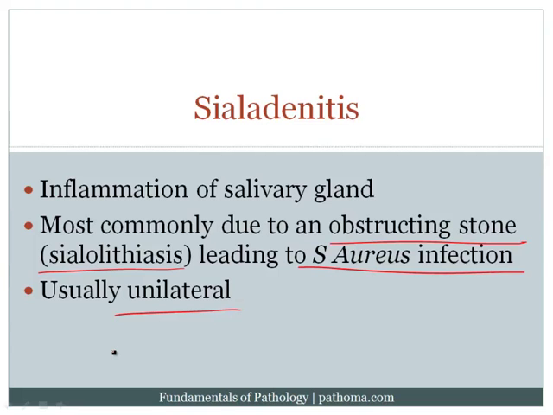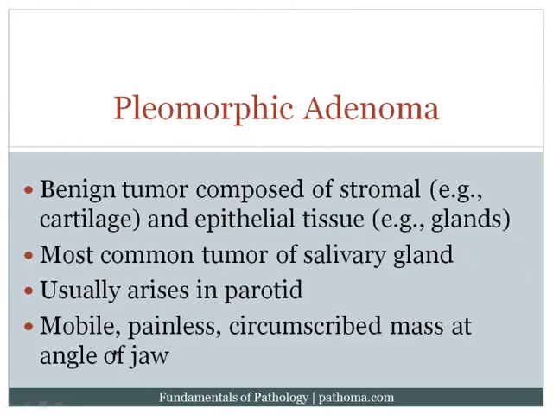So that's sialadenitis. One of the important tumors of the salivary gland to be familiar with, and the most common tumor, is a pleomorphic adenoma. The word pleomorphic here implies that you've got multiple types of tissue. And so this is a benign tumor composed of both stromal tissue and epithelial tissue. It's important to note that when you've got two types of tissue, i.e. stroma and epithelium, we often call that a biphasic tumor. So it's a biphasic tumor.